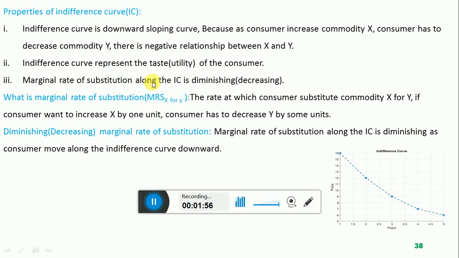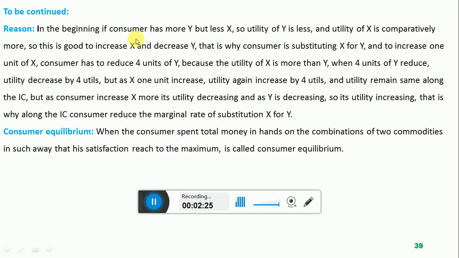This marginal rate of substitution of the IC curve is diminishing. So, diminishing, decreasing marginal rate of substitution. The marginal rate of substitution along the curve is diminishing, decreasing. Why? It means the rate at which the football player is decreasing pizza and increasing Pepsi is diminishing. What is the reason for this behavior of the football player?